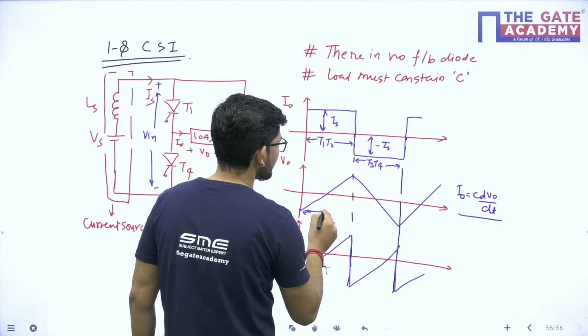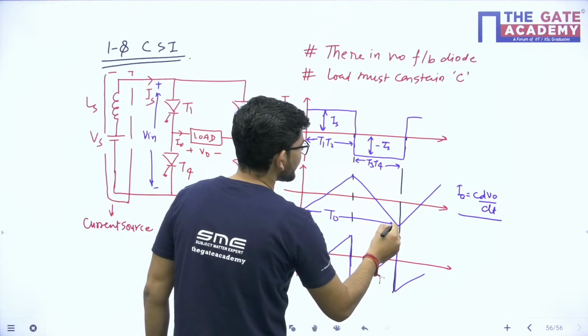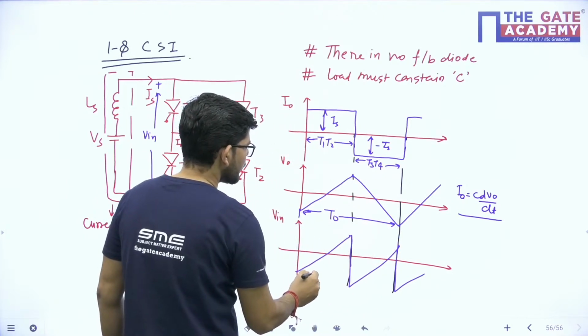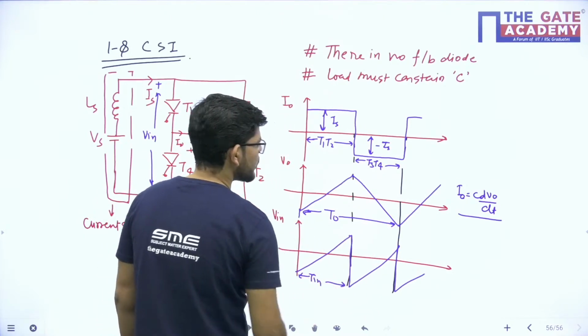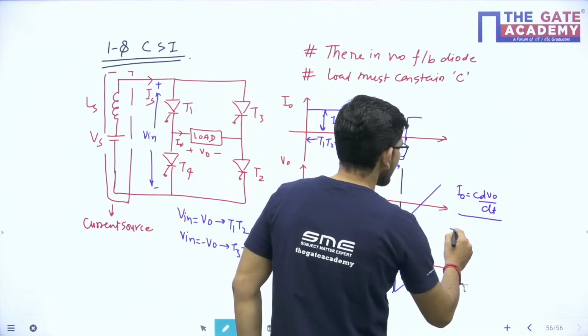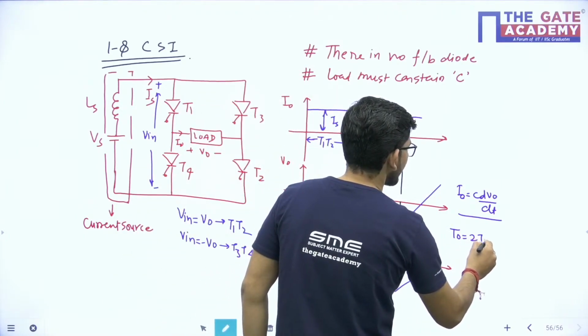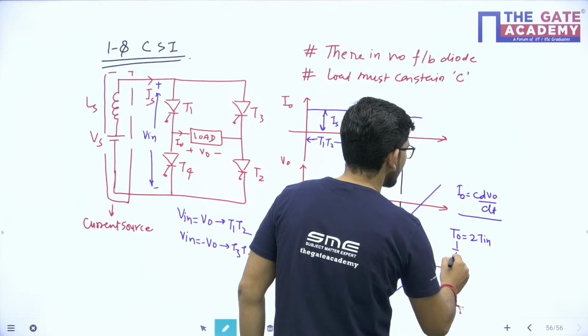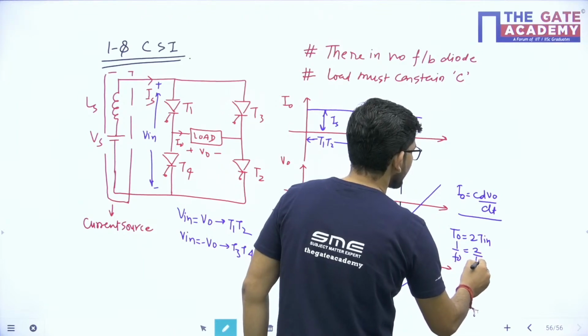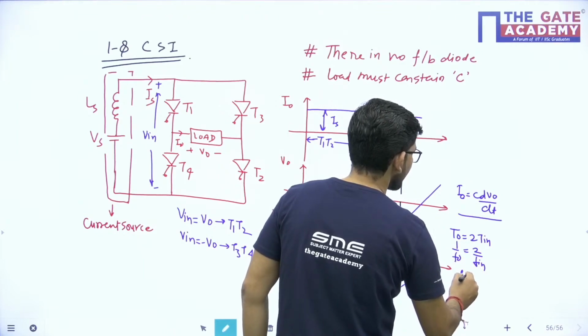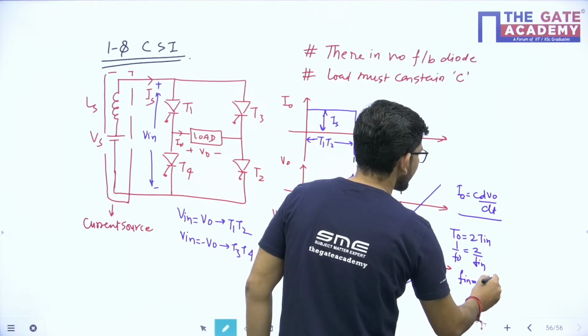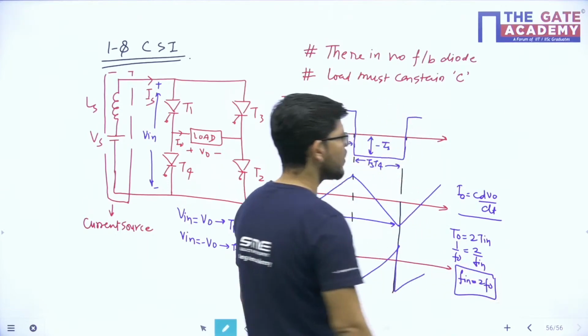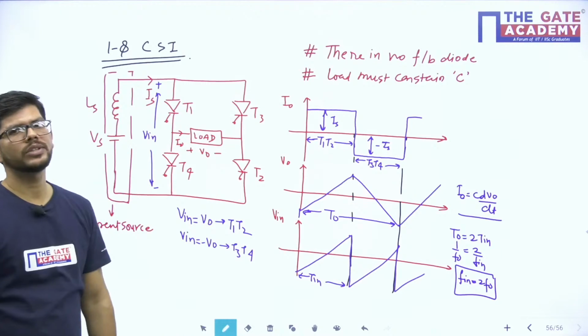You can see here the output voltage time period is T naught and the input voltage time period is T input. So what is the relation? T output is basically 2 times T input, or we may say 1 upon F naught is 2 upon F input, or F input is basically 2 times F naught here. So this is all about CSI, the current source inverter.